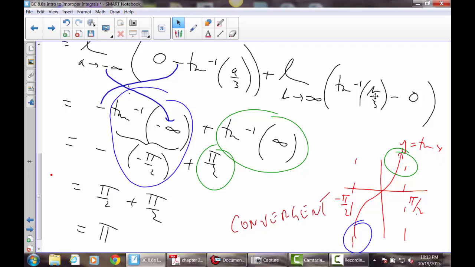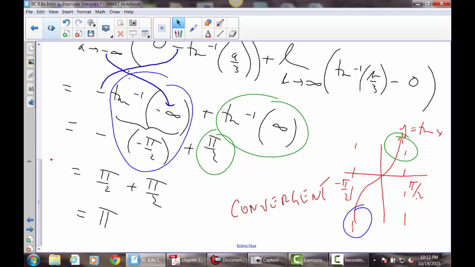For the other one, replace b by infinity, I end up with the inverse tan of infinity. On this one little piece of this graph, the only place where the tangent goes up to infinity is at pi over 2. And I do end up with an answer of pi. This integral converges.